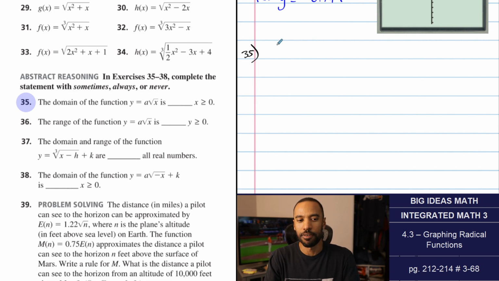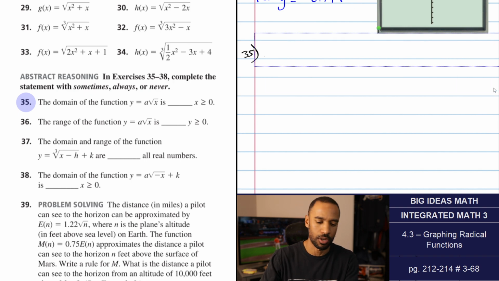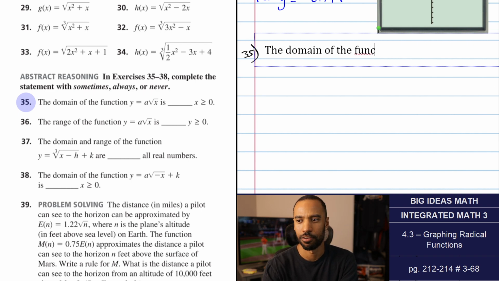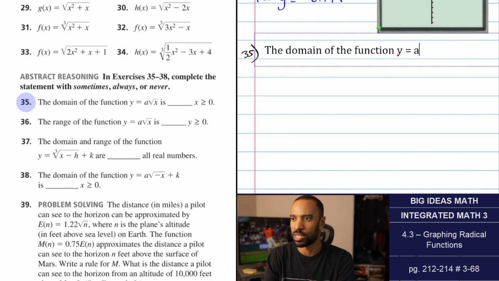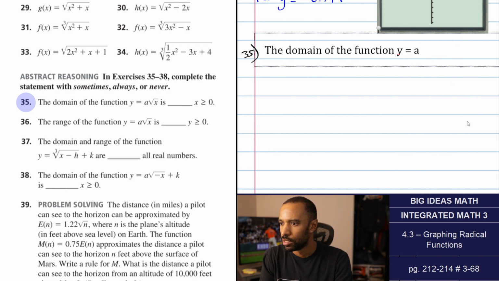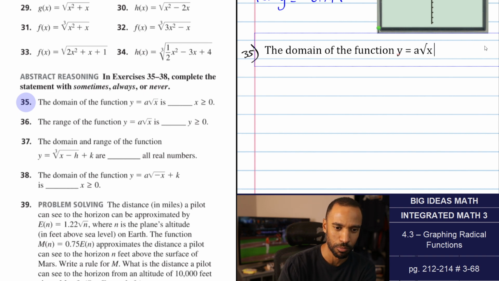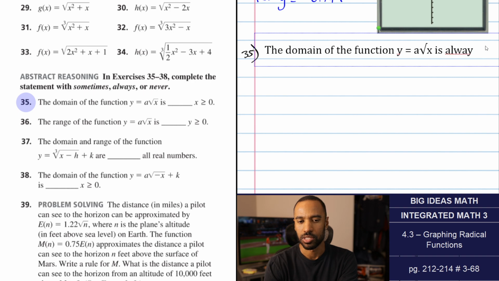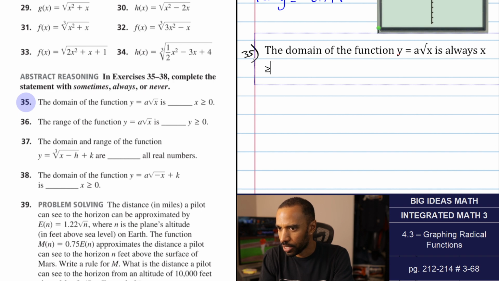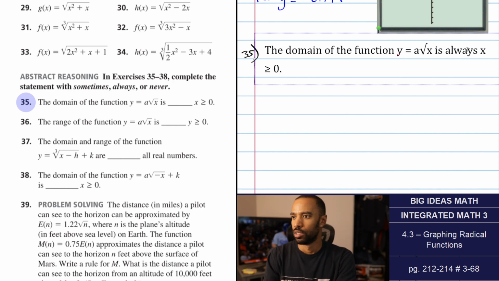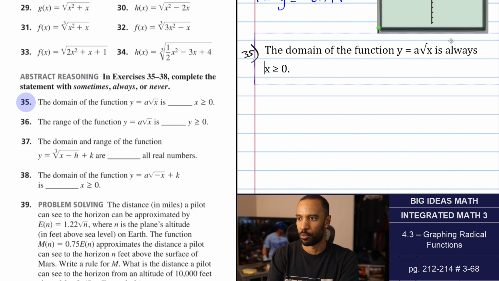So the domain of the function y equals a times the square root of x is always, sometimes, or never, x is greater than or equal to 0. I should probably type these. Always, sometimes, or never, x is greater than or equal to 0. The domain of the function y equals a times the square root. I know this will look a little bit different like that. Unfortunately, I can't do anything more with that. That's always x is greater than or equal to 0. As far as domain goes, I have this symbol here, greater than or equal to 0. So it's always for that one.